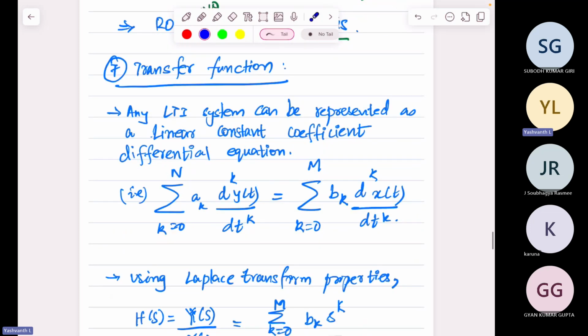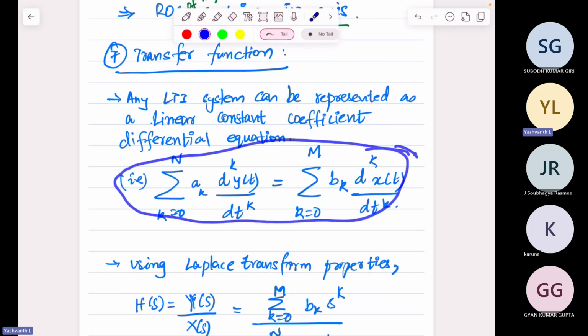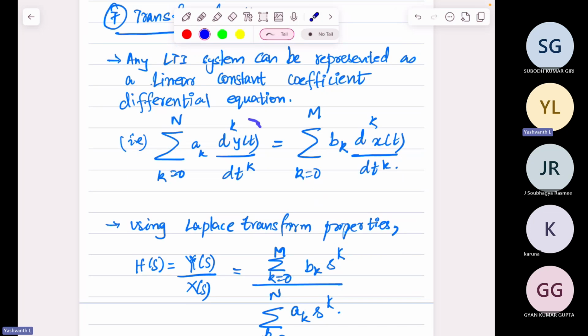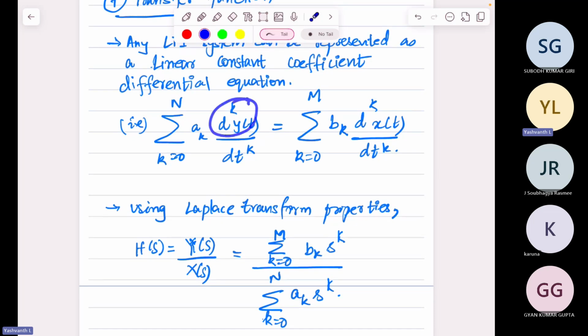Now, using Laplace transform, what happens is that the kth derivative of y of t will become s power k, correct? Yes, s power k, and basically replacing that, you get this. That is, H of s is equal to Y of s by X of s, which is nothing but this divided by this.